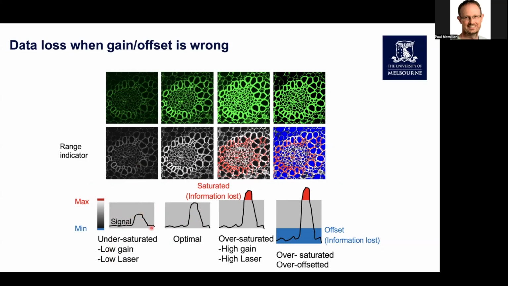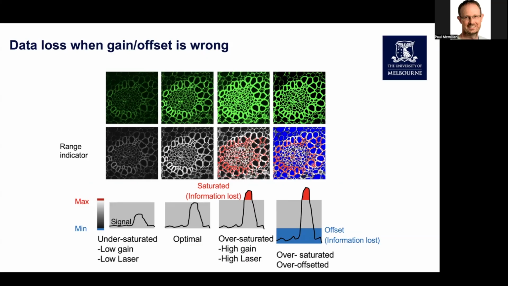We haven't amplified up the signal enough. In this example, we've gone too high with the gain or the laser, and actually, we've clipped off the top of that mountain. We can't tell what the intensity values are. We can't quantify any of the pixels that are in red within this region.